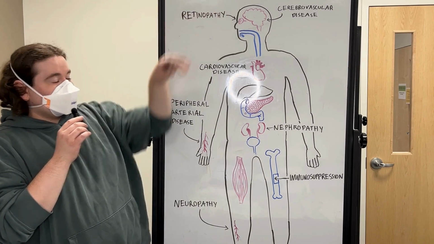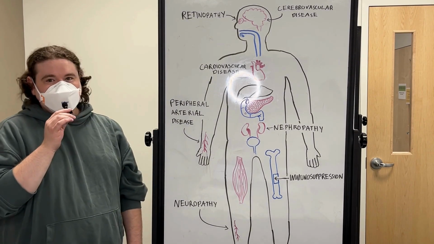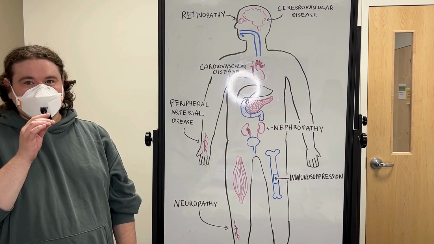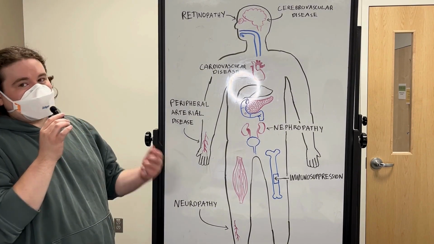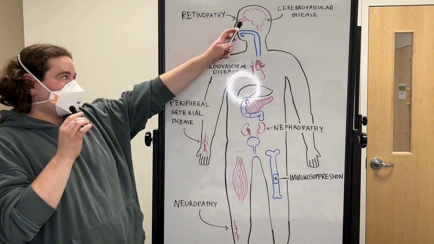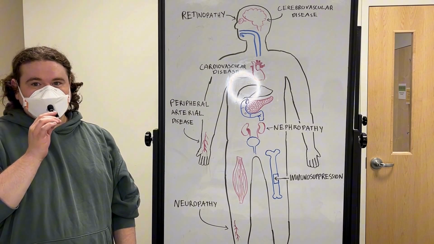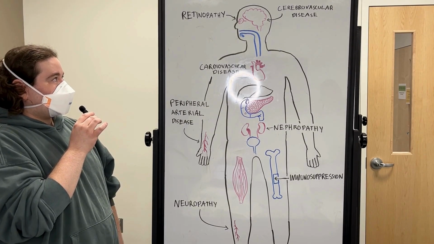cerebrovascular disease is caused in patients with diabetes due to increased levels of glucose in the blood. These can lead to buildup of plaque and damage to the blood vessels, and that can impact the amount of oxygen and nutrients that are reaching the brain, as well as cause deadly strokes and blood clots and things like that that can impact the brain.